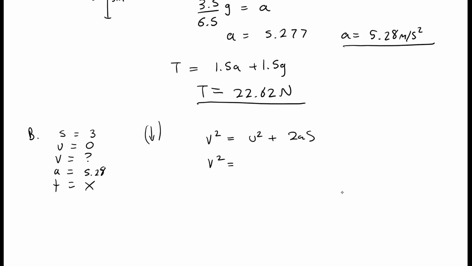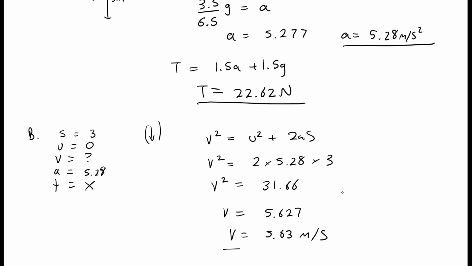V squared is equal to nothing for u as it's 0, plus 2as, so 2 times 5.28 multiplied by 3, to 31.68. V is equal to 5.627, 5.63 meters per second.